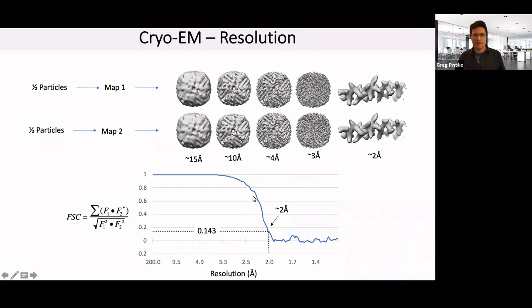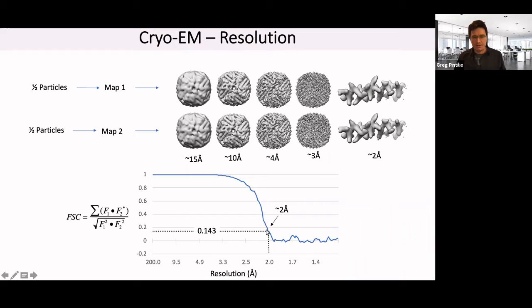And this is where the effect of noise comes in. Because there's still a bit of noise, the noise in the micrographs will be different in the two data sets. And at those higher frequencies, that higher frequency noise will not correlate as well. So this FSC plot will start to drop.